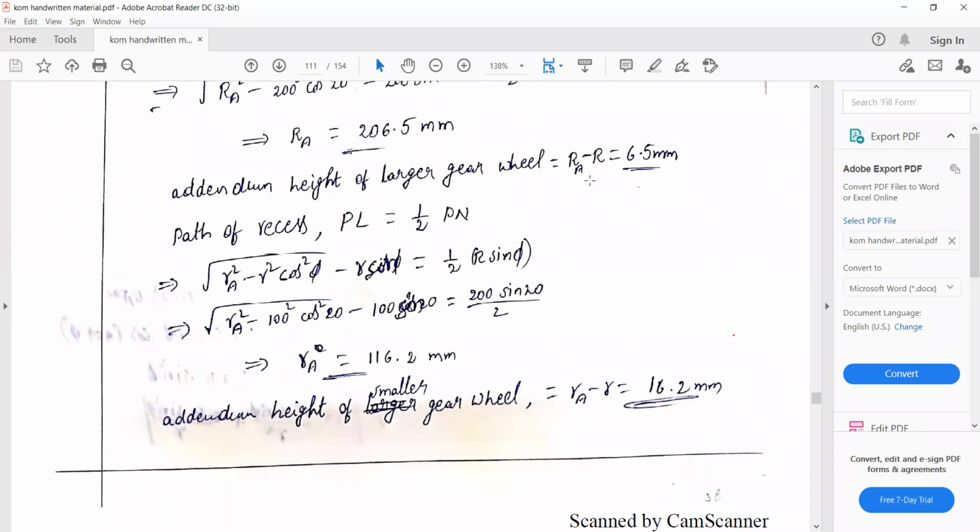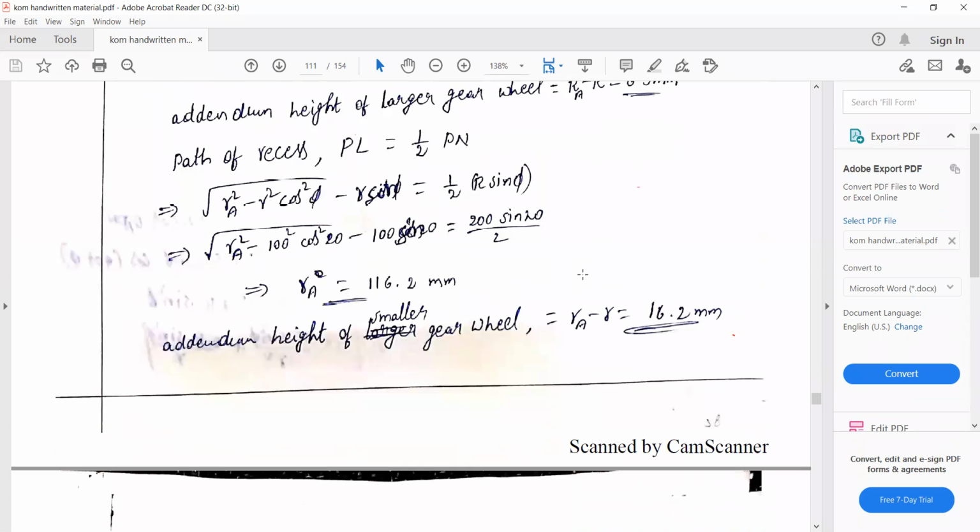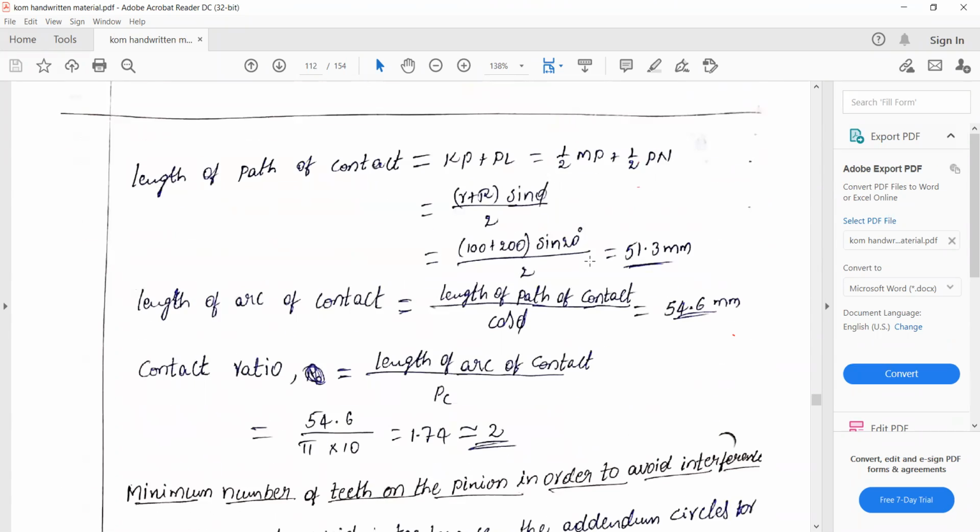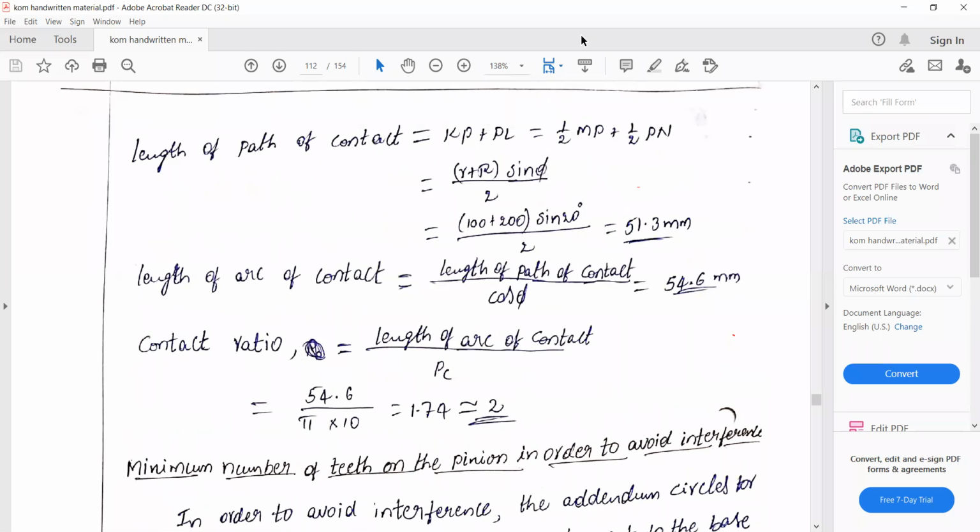So observe that the addendum of the gear wheel is 6.5 mm, but the addendum of the pinion is 16.2 mm. So sometimes they may vary; they are not always equal. You should keep that in mind. Now, having found those values, next we find the path of contact. The path of contact equals KP plus PL, which equals half MP plus half PL.